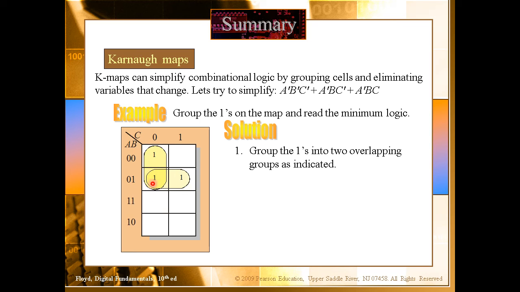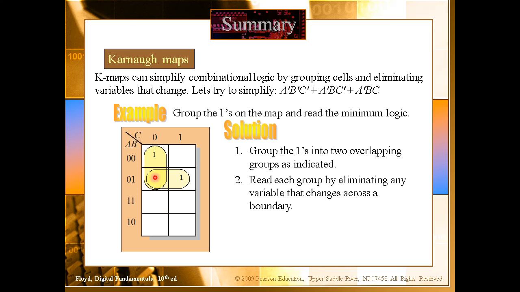Look at this. You made a group of two 1s here, and then you made another group of two 1s here, and this cell is actually common, so it overlapped between both groups. It's possible. And then you read each group of 1s and write an expression for each group. For example, I have two groups of 1s here, so for each group, I'll have a separate expression.